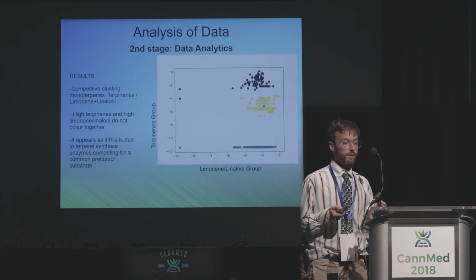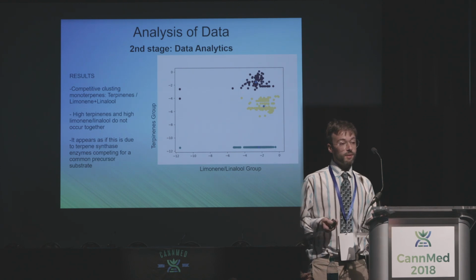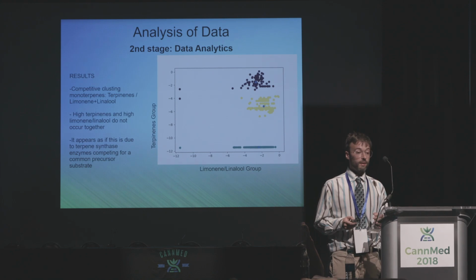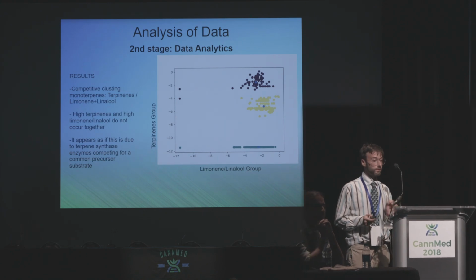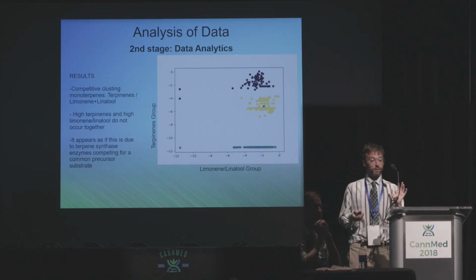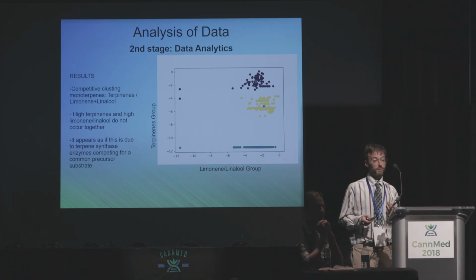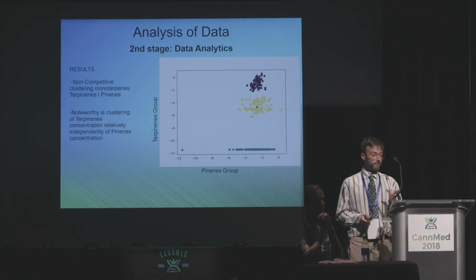And here we've run it into k-means clustering. As you can see, this is the limonene linalool group versus the terpenes group. There are 3 major clusters that separate very nicely, and this indicates 3 different genetic variants producing different relative amounts of these terpenes. And again, we see this when comparing the pinenes to the terpenes.